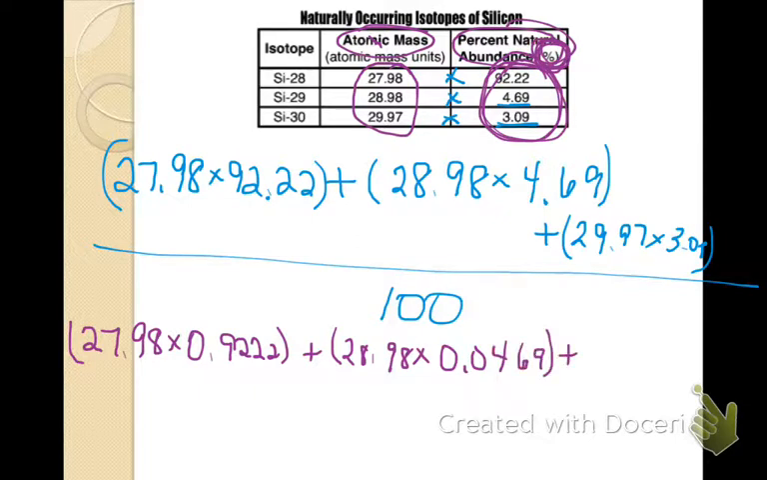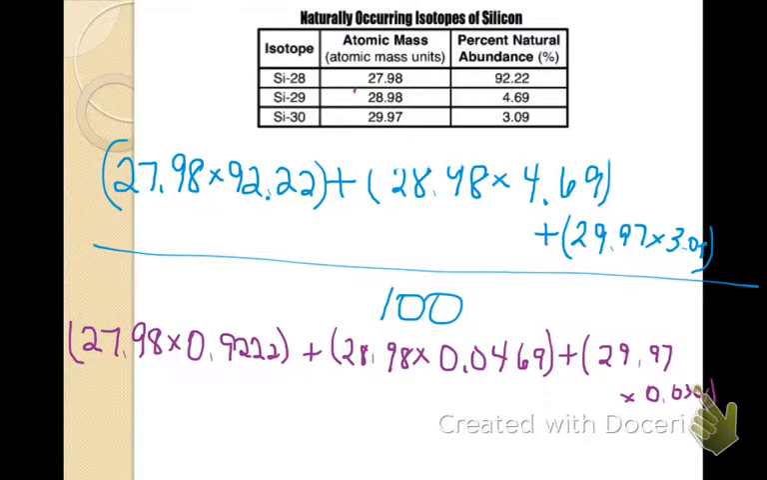0.0469, and add that to the next one, which was 29.97 times 0.0309. Alright, we would not divide this by 100 because we've already divided each of the percents by 100. Before you even punch this in, I want you to make sense of the data. Alright, so I'm going to erase all this.